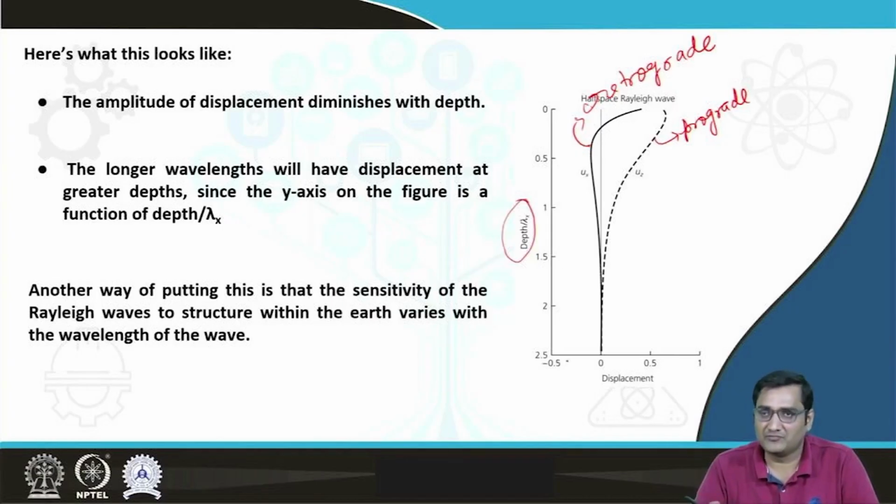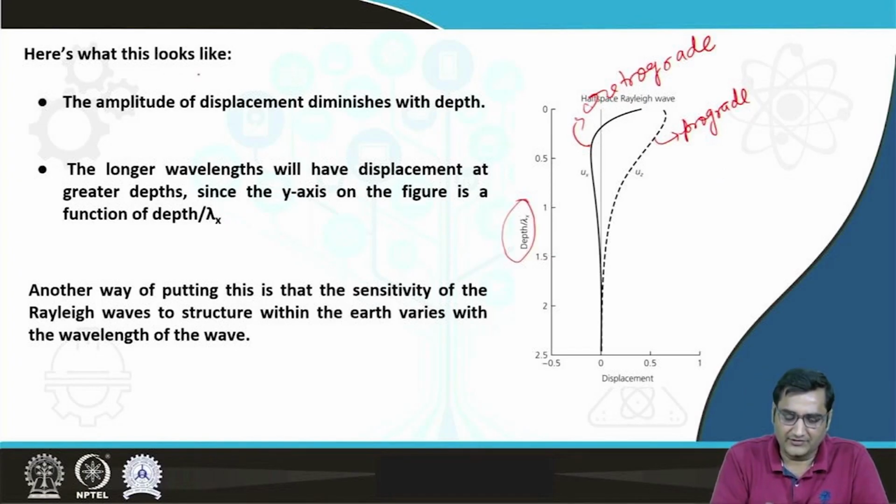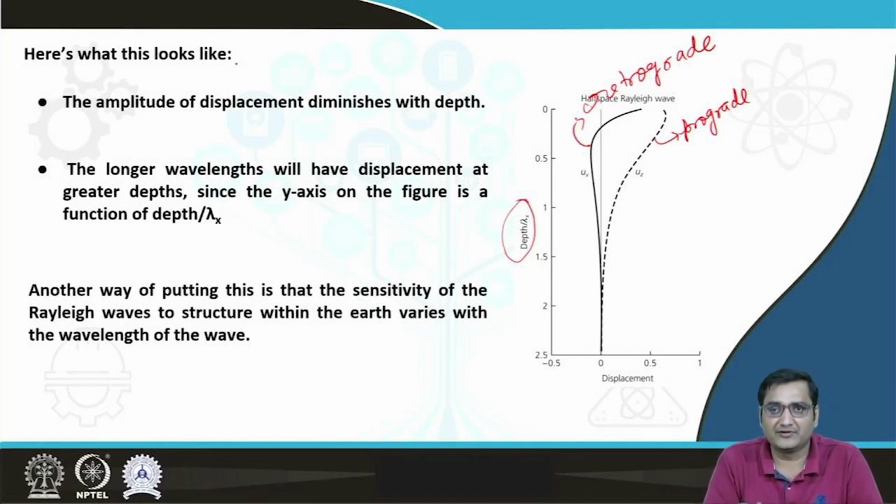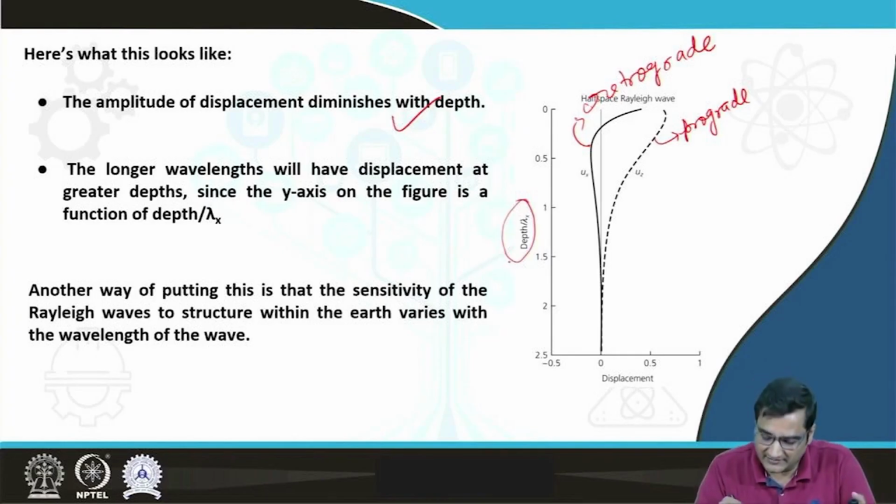That means the prominent motion will be happening near the surface, or you can say the Rayleigh waves are trapped near the surface. So here is what this looks like. The amplitude of the displacement diminishes with depth. The longer wavelength will have displacement at greater depth, since y on the figure is a function of lambda. So if you have the longer period waves, then they will penetrate deeper and have more displacement at greater depth, because there is this term that is divided by the wavelength of the wave.